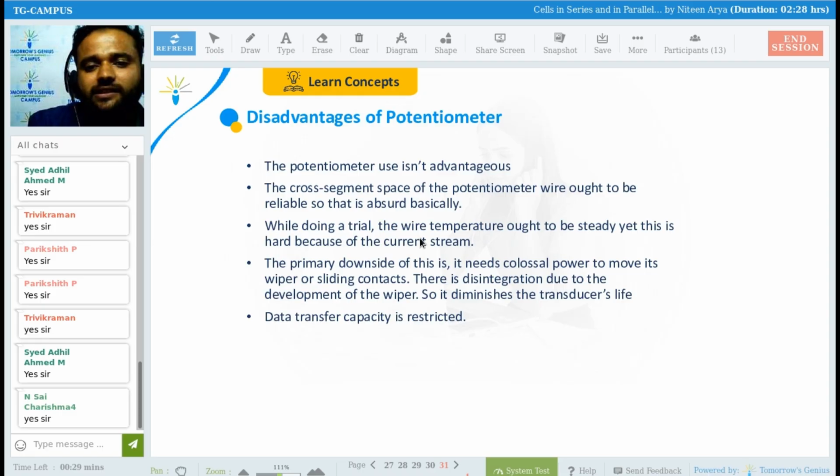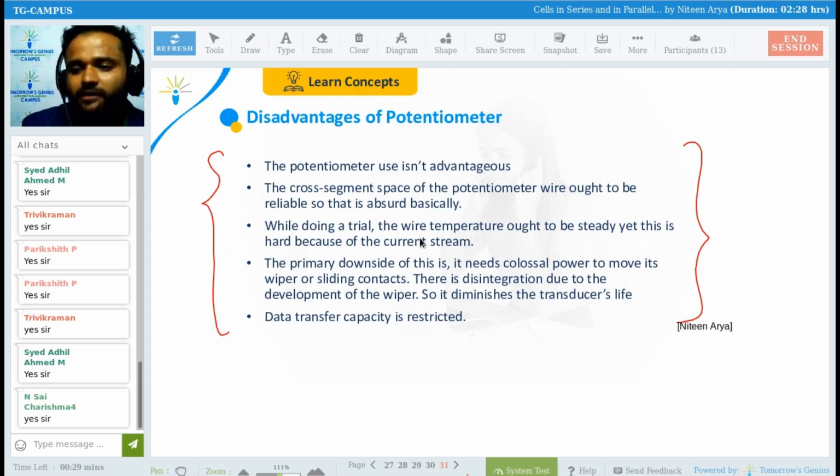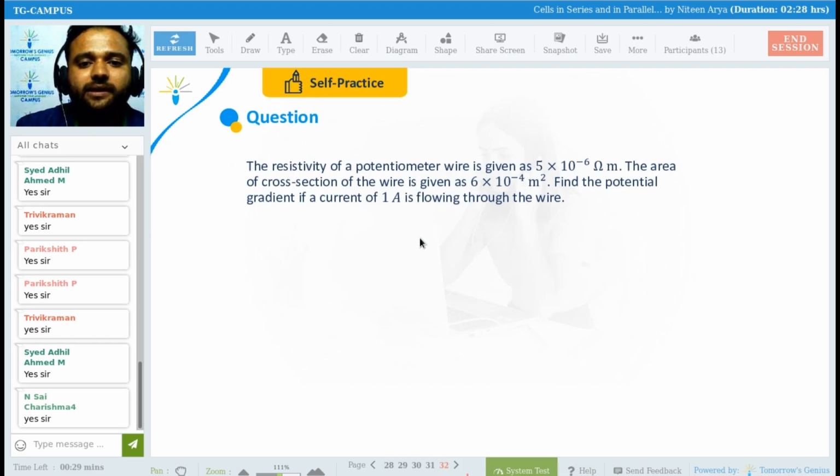Okay, disadvantages of the potentiometer, I mean, you can read this all. I'm not going to read one by one. If anything is still not understood by you guys, let me know in the next class. This is the main thing.